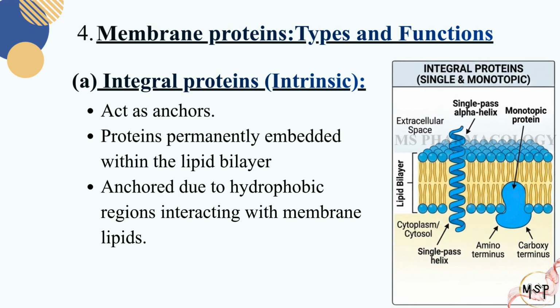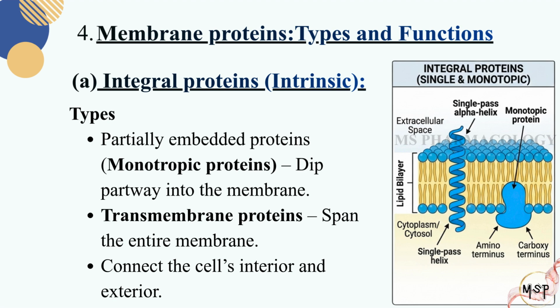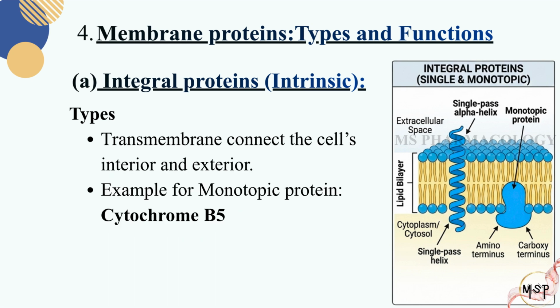Membrane proteins are another key component. Integral membrane proteins act as anchors, embedding in the cell membrane due to their hydrophobic regions. Proteins that penetrate only partway into the membrane are referred to as monotopic proteins. In contrast, transmembrane proteins span the entire membrane, connecting the cell's interior and exterior. An example of a monotopic protein is cytochrome B5.